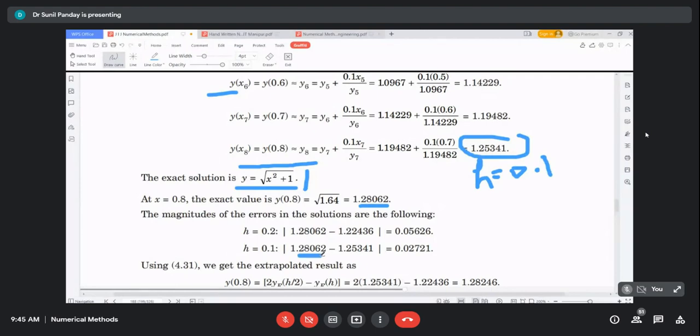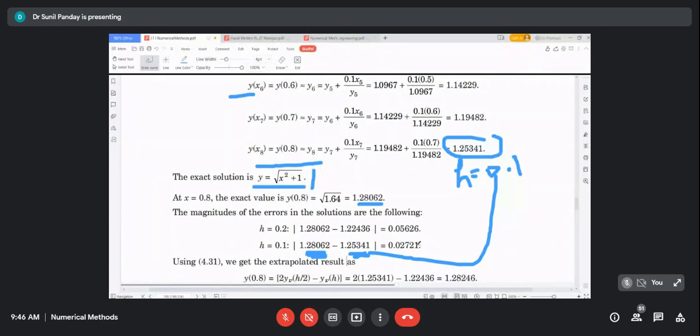So we are calculating the difference. This is exact, and this is approximated. We have taken from here, and then this is the difference. So you can see that when you take a smaller value of h, you will have less error. With a larger value of h, you will have more error in the solution.